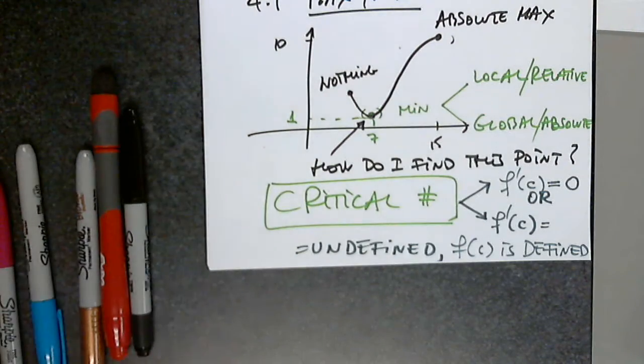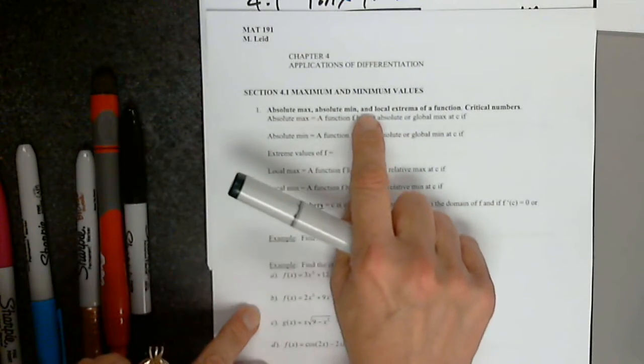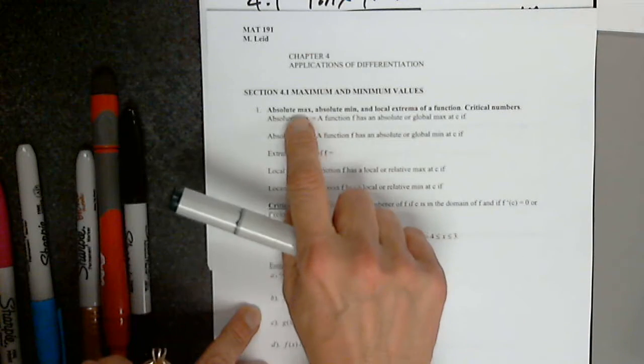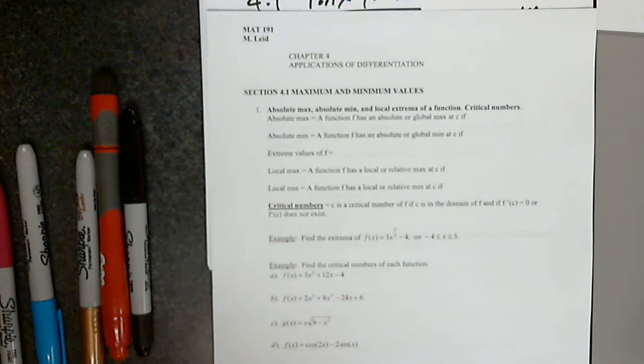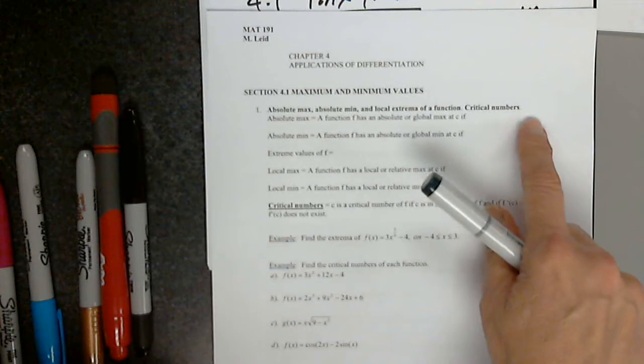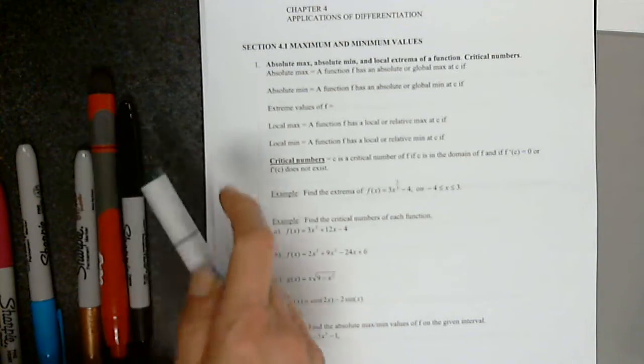Okay? So I'd like to come back to the handout. So absolute max, absolute min, local extrema of a function. When we talk about max and min, we talk about extrema. Extremum is the singular, extrema is plural. A function can have extrema, or can have just max or just min. And critical numbers. So I like to jump to critical numbers first, and then we'll come back to the rest.